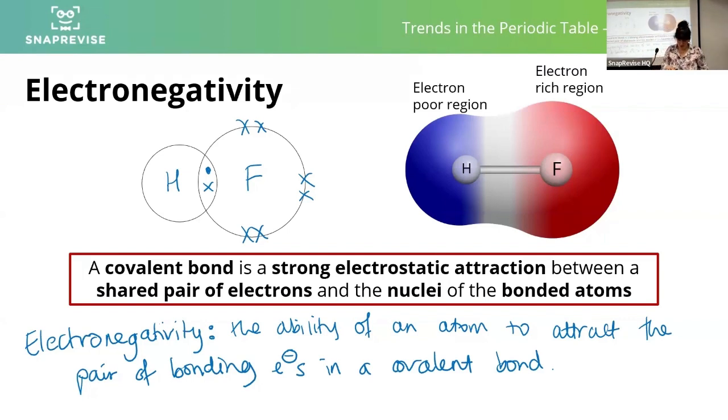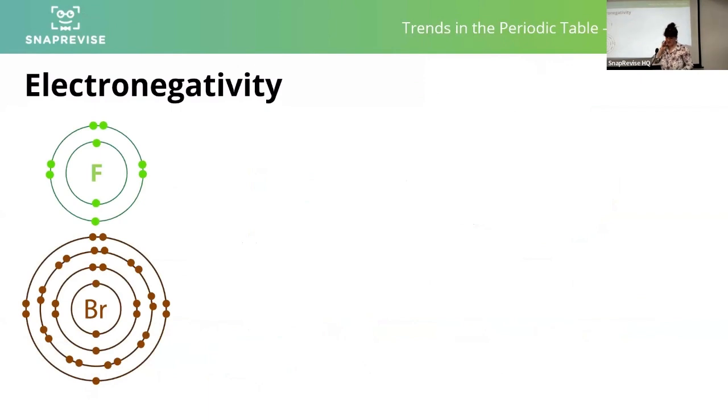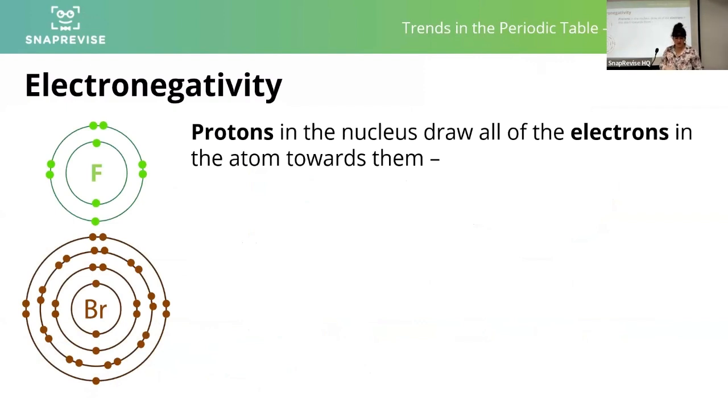Okay, so let's think about it in terms of these species. So protons in the nucleus, we've just said this, protons in the nucleus draw all of the electrons in the atom towards them. Of course they do, they're attracted. Protons are positive, electrons are negative. Therefore, as you increase protons, you're going to be increasing the electronegativity, the ability to attract electrons towards them. Protons in the nucleus draw all of the electrons in the atom towards them.